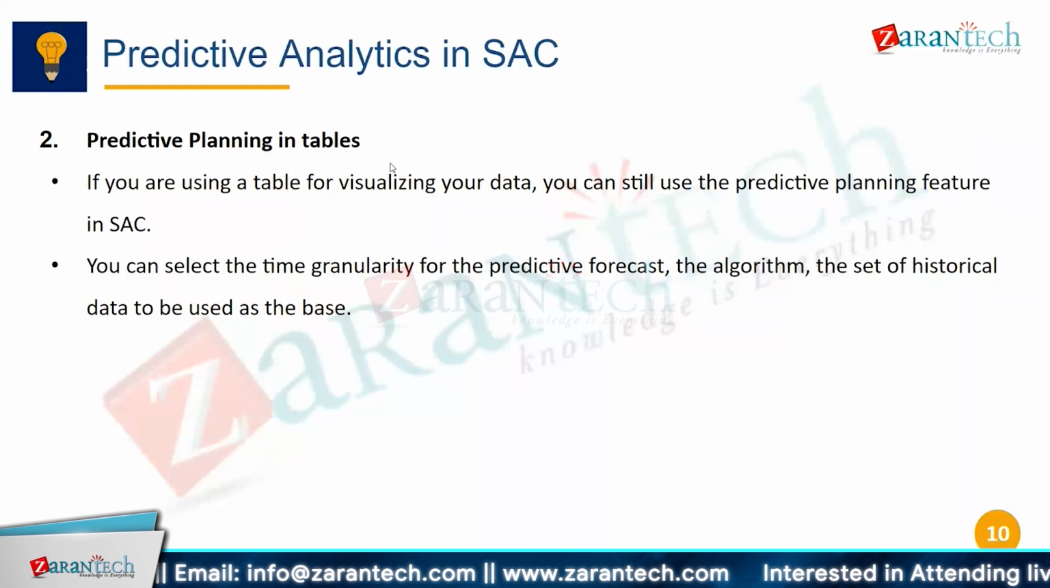You can select time granularity, so it can be daily, monthly, quarterly, or yearly. Different time granularity you can select for your forecast. And also you can select the algorithm. As I said, by default, you have options like automatic forecast. You can also select linear regression or triple smoothing algorithms. Then you also need historical data to be used as a base version for doing the predictions.